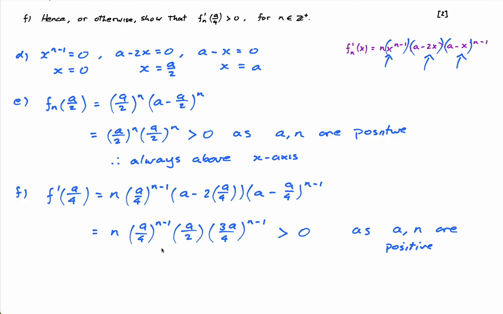Therefore, f. I'm just going to write that down. Therefore, f dash of a over 4 is greater than 0 for n an element of positive integers. Okay, done. That's it. I'll do G in the next video.